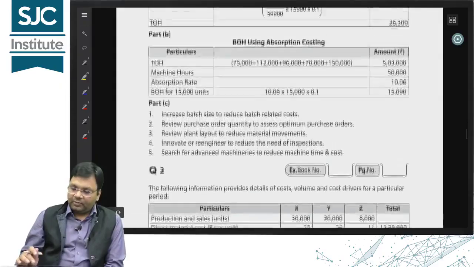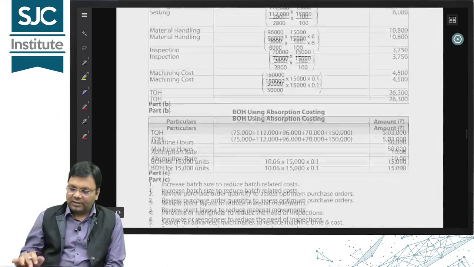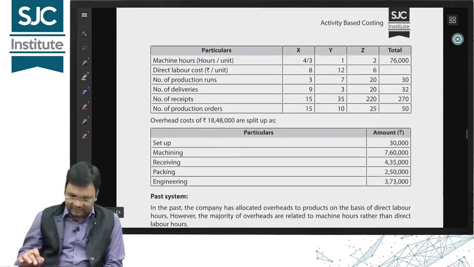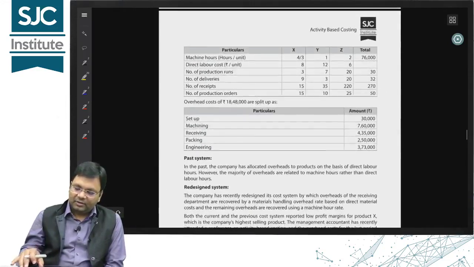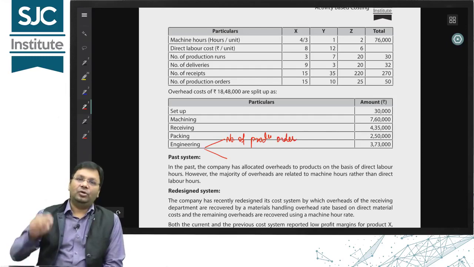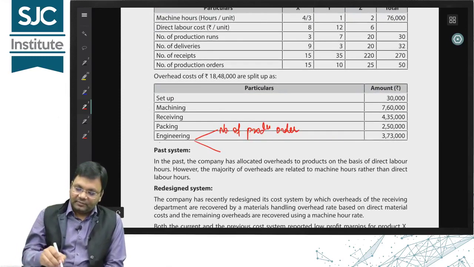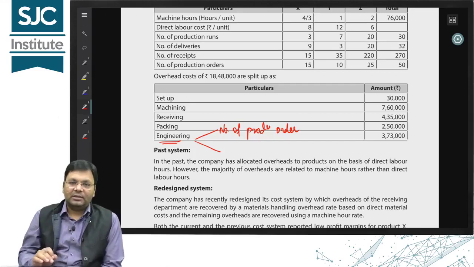So I'm coming to our workbook. In this workbook, question 2, there was one query in our different batch, so I just wanted to share the same query with you. In this question 2, engineering cost, if you see the solution, I have taken it on the basis of number of production orders. As many production orders are there, as many engineering services may be required to do the setup. We assume that engineers would be activated each time any production order is issued for producing any product.